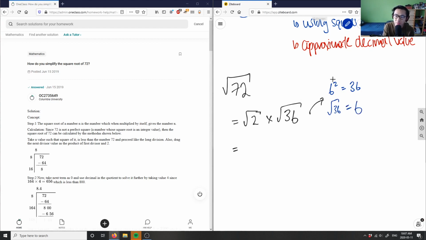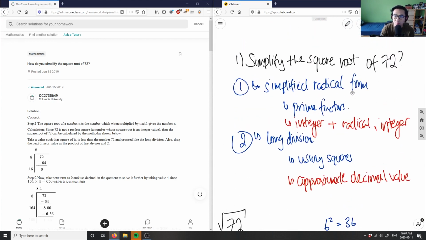Again, the square root and the square cancel out here, right? So you would get the square root of 36 equals 6. So we know that 6 times 6 equals 36. So therefore, our answer here is root 2 times 6. Or if I were to rewrite this, I would place the integer first. So I would say 6 root 2. And this here is our exact value, or the simplified radical form of root 72.